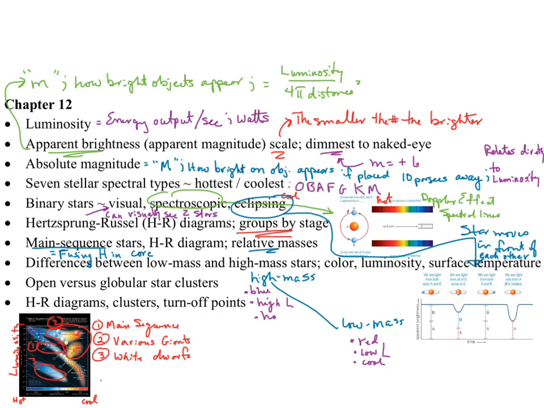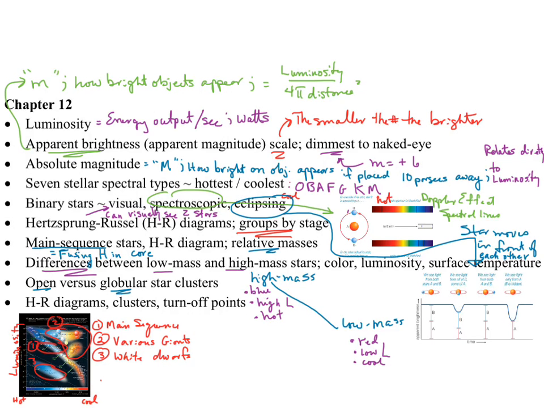Then here, with regard to the difference between high and low mass stars, color, luminosity, and surface temperature, underneath those I put: low mass are red, low luminosity and cool. High mass are blue, high luminosity and hot, as they are main sequence stars anyway.